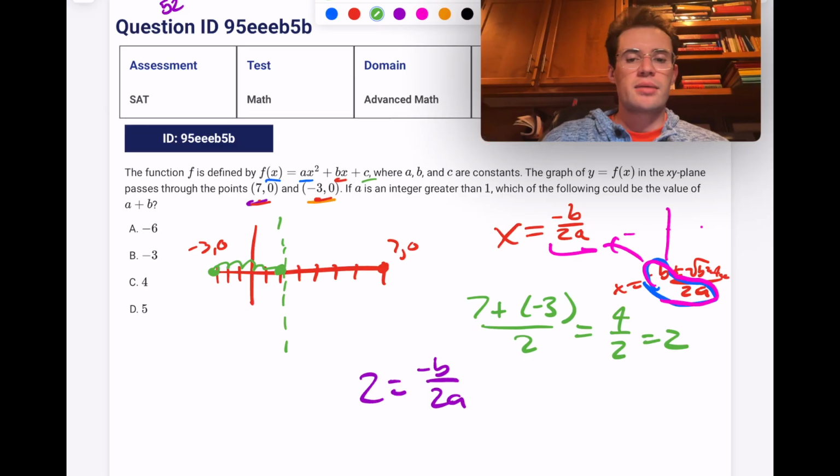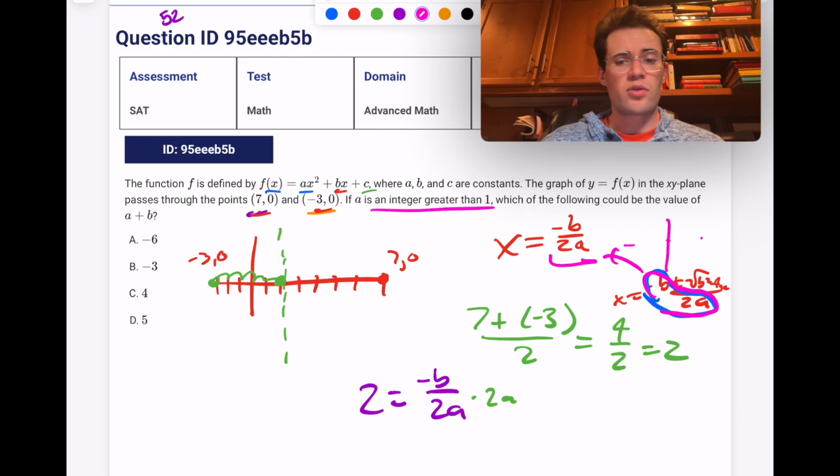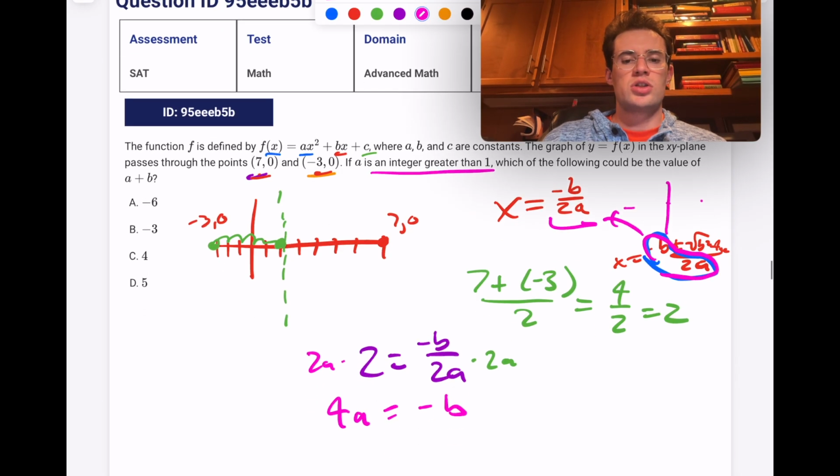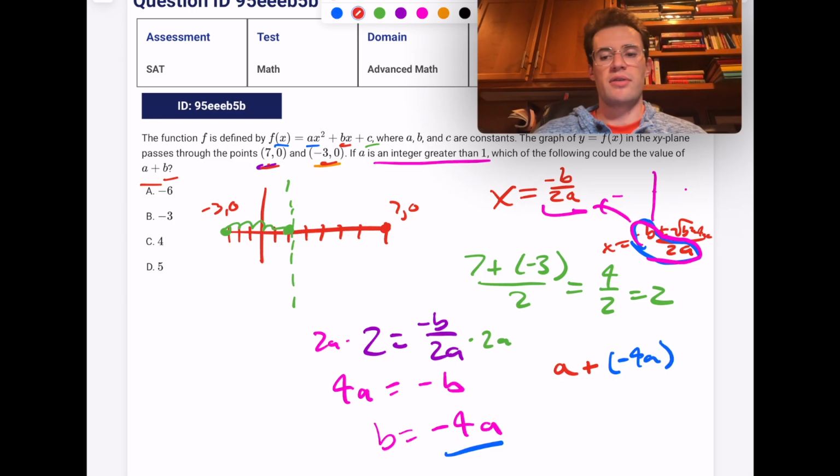Now, if we want to get them separate, and it said a is an integer greater than 1, so we don't have to worry about a being 0 when dividing by a. Just multiply both sides by 2a. That gives us that 4a is equal to negative b. So we could even make that b is equal to negative 4a. Right, so now we have b in terms of a. If we want to write out a plus b, you'd get a plus, instead of b, negative 4a, an equivalent value. So a plus negative 4a would give us negative 3a.